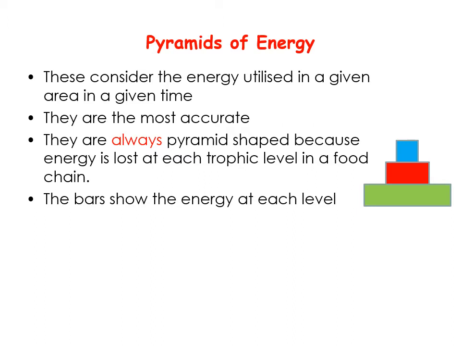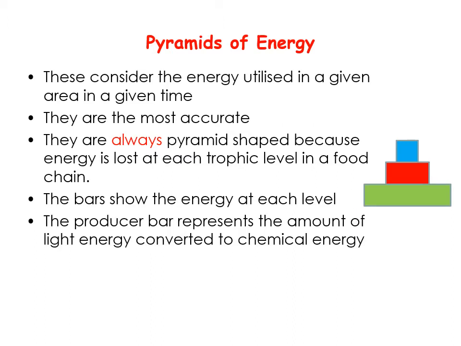So the bar importantly shows the energy at each level, so you can extract the data from reading the width of the bar. And the producer bar represents the amount of light energy converted to chemical energy. So you can always get your sort of energy input into the ecosystem from that bottom bar.